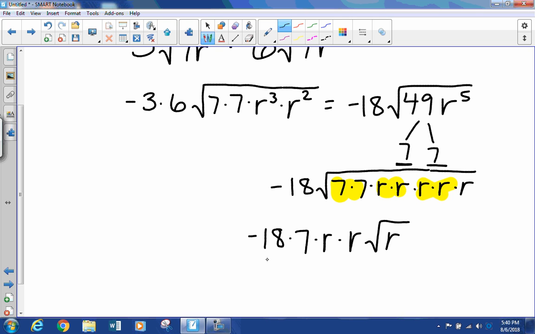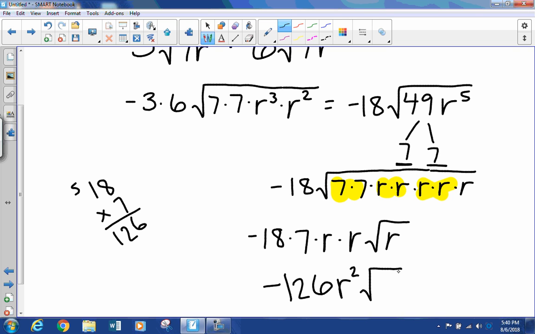If you don't have a calculator handy, don't forget that you can always do math by hand. There's nothing wrong with that. And so I would get a final answer of negative times a positive makes negative 126 r to the 2nd power times the square root of r. And that would be the final answer for this product.